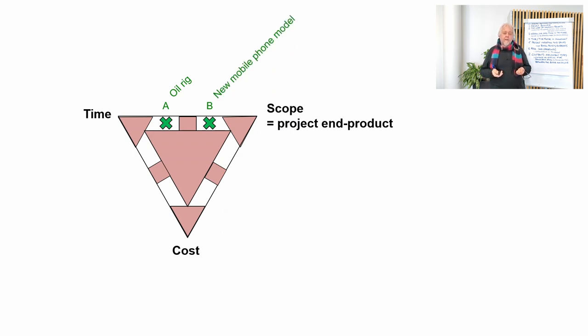Okay, then an example of a project in this position B could be a new mobile phone model. Of course, we must get the mobile phone to the market early, but the most important thing is that it is a well working phone, with no problems in its technical or logical user interfaces and so on.